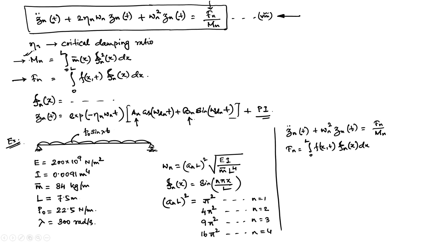So, z n of t we can write down in closed form. If we have zero initial conditions, then the solution of this equation will be, if you recall, z n static times 1 minus cos omega n t, for zero initial conditions.